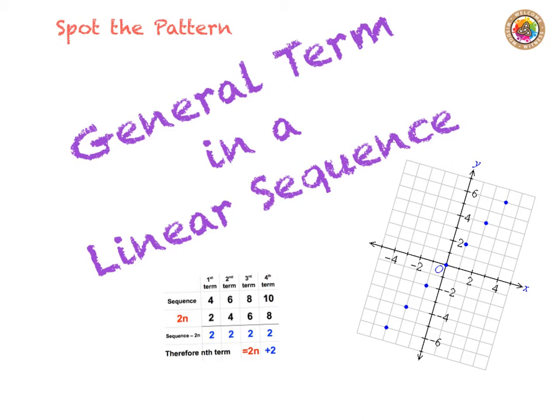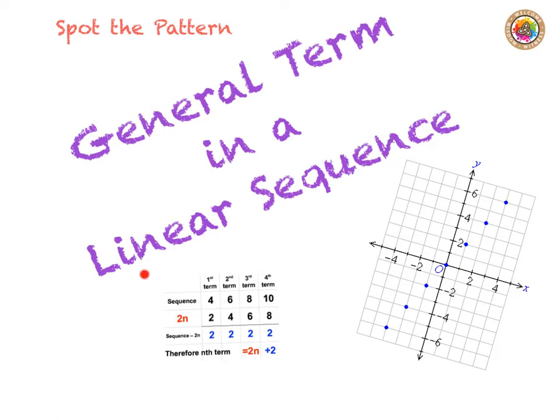Okay, and so today we're going to look at spotting the pattern again, and this time it's to help us find the general term in a linear sequence. So how do we come up with a rule for any sequence? That would be a rule like 2n plus 10, or 2n plus 2, some rule that will work for the whole sequence.